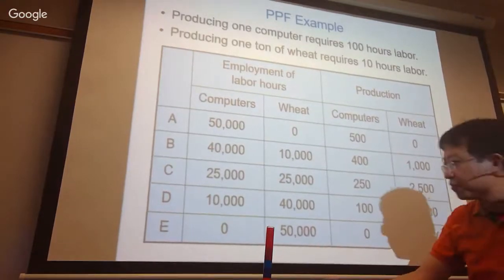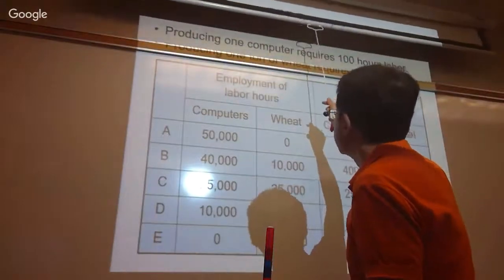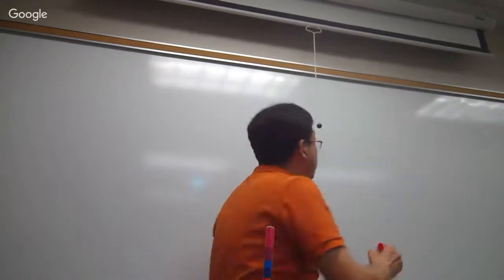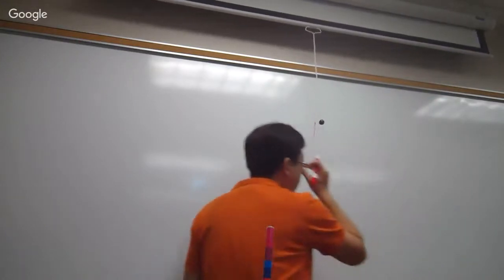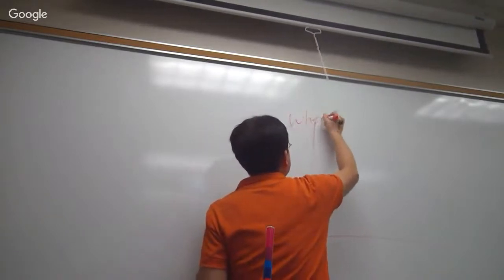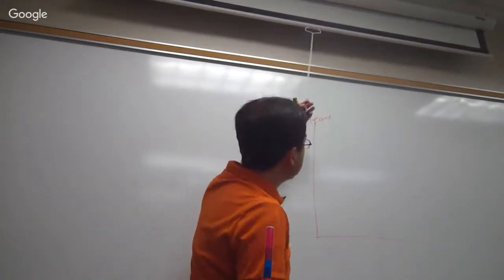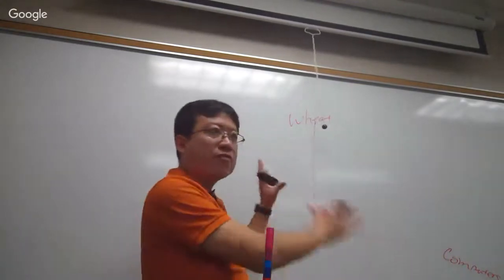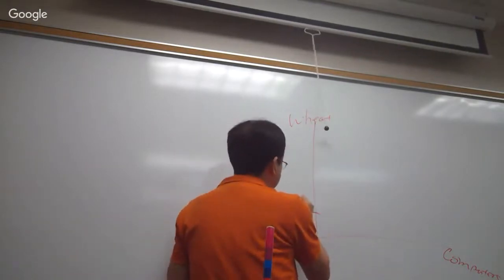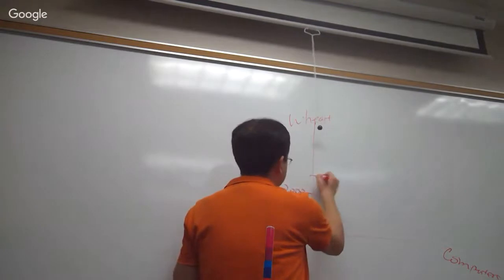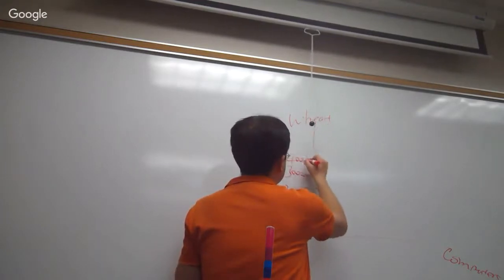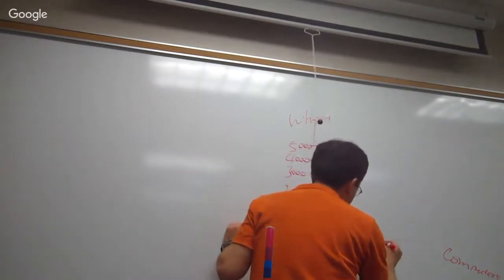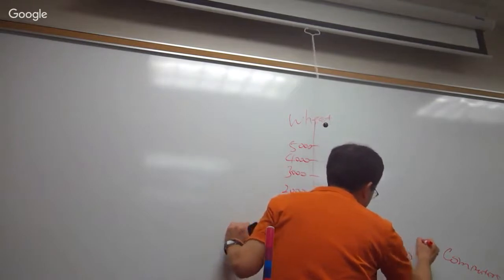Okay, so to draw the PPF, it's a very simple two-dimensional graph, so X and Y. It doesn't matter which one you put on X and Y. So let's suppose we put wheat on the vertical axis, and then we'll put computers on the horizontal axis. And then we're going to put the 5 points in there. Okay, so we have 1,000, 2,000, 3,000, 4,000, 5,000. Then we're going to have 100 computers, 200 computers, 300, 400, and 500.